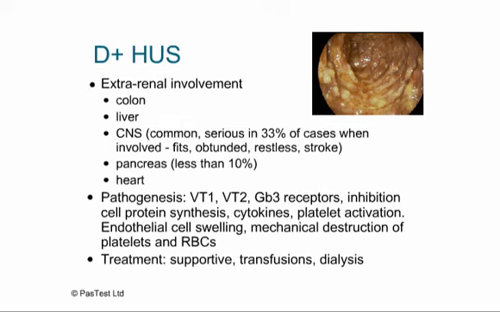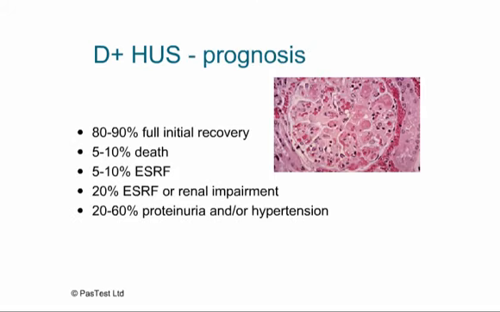So what's the prognosis in D plus HUS? A recent study suggests that around 80 to 90% of individuals will make a full initial recovery. 5 to 10% of people will die acutely, and a further 5 to 10% will go on to end-stage renal failure, which, as we know, is defined as the sudden need for dialysis or transplantation, which equates to a GFR of around 15 mL per minute per 1.73 metres squared.